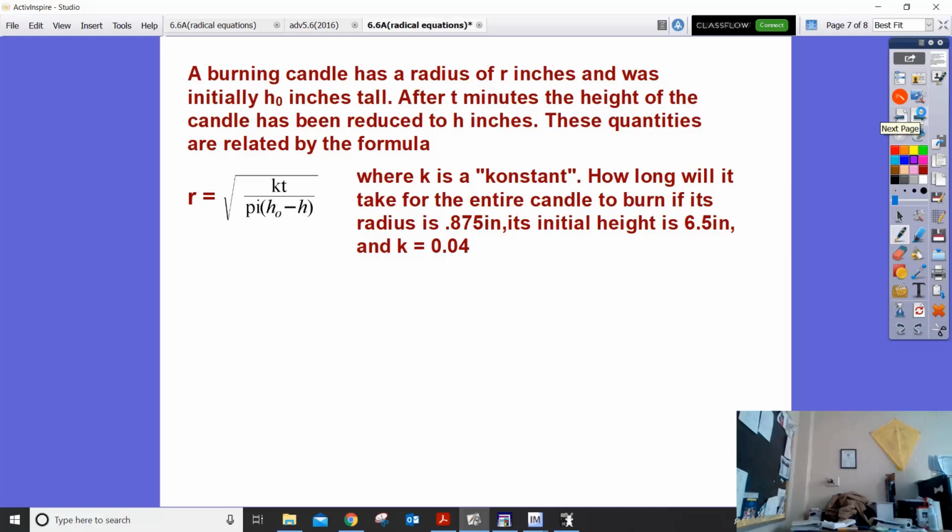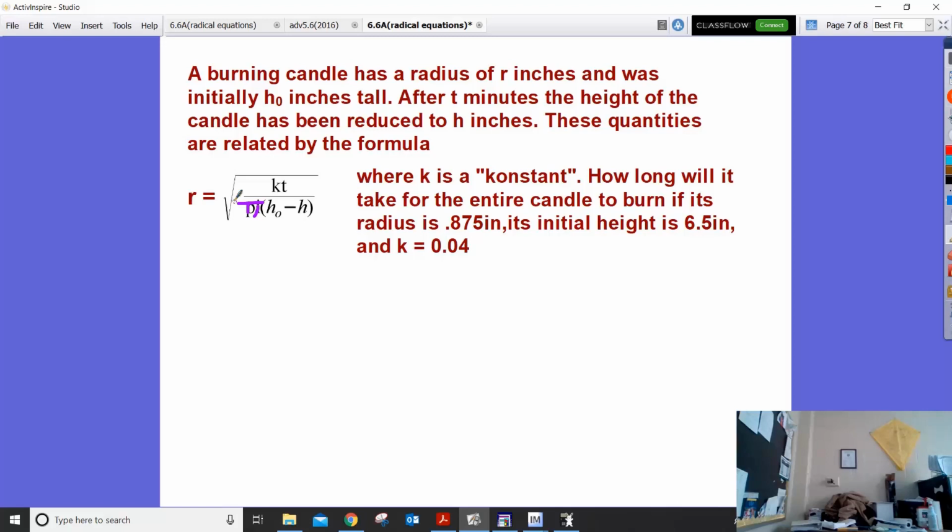A burning candle has a radius of r inches and was initially h0 inches tall. At t minutes, the candle was reduced to h inches. These quantities are related by the following formula. Pi is just because I couldn't write out the pi symbol. Anyways, what's your goal here? How long will it take for the entire candle to burn if its radius is 0.875 inches, its initial height is 6.5 inches, and k is 0.04?